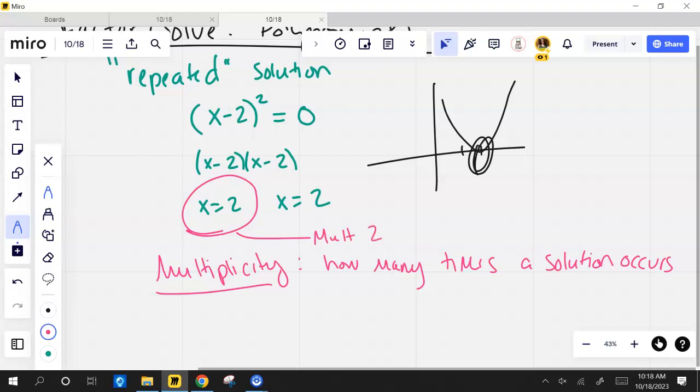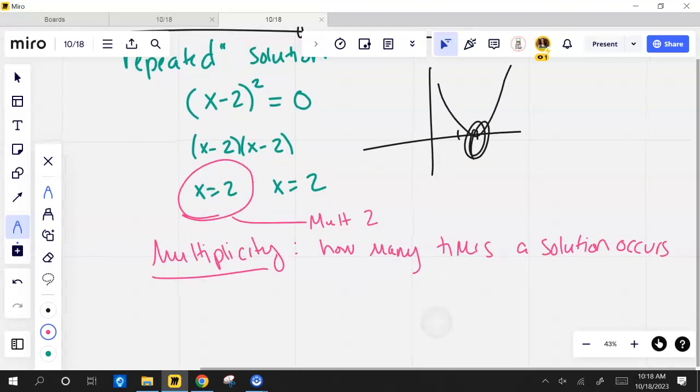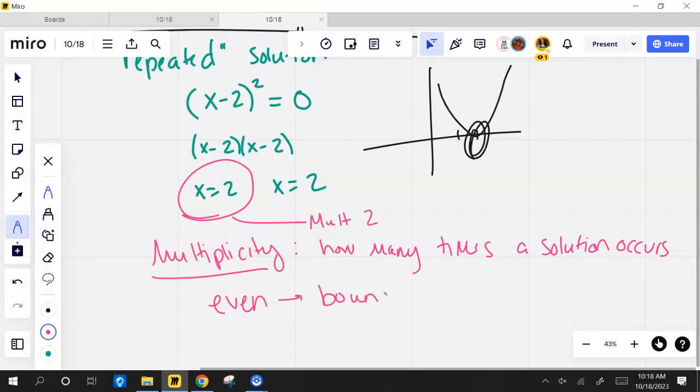Okay? And the reason this is important is because the multiplicity tells me a little bit about the graph. If the multiplicity is even, happens twice, 4 times, 6 times, 8 times, that tells me that the graph bounces off of that point. It doesn't actually go through right there. Just like this one, see how it touches it and then bounces back up? That's because it has even multiplicity there. So it's a repeated solution, multiplicity 2, and it causes it to bounce.